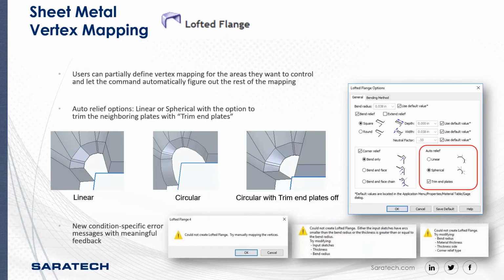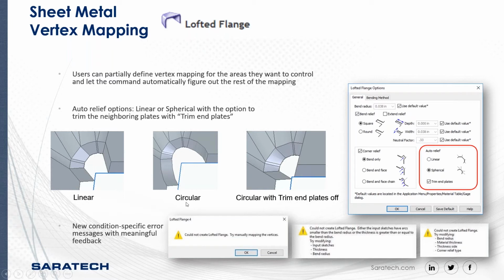So next, the user can partially define the vertex mapping for the areas they want to control and let the command automatically figure out the rest of the mapping. So you can see the auto release option. If you see over here on the right-hand side, the auto release option, we have a linear, spherical, okay? So you can see here the different options.